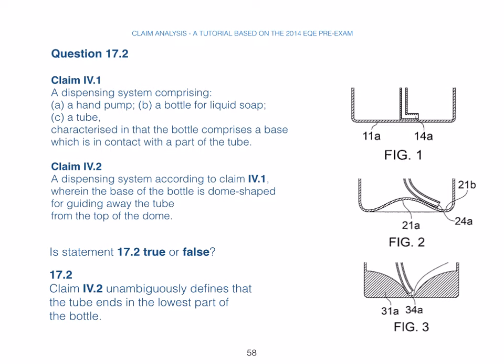So you have to make up your mind whether it is inherent in claim 4.2 that the tube must end in the lowest part of the bottle, because that is all that is described. So what is your verdict? True or false? And we will see the examiner's comments.